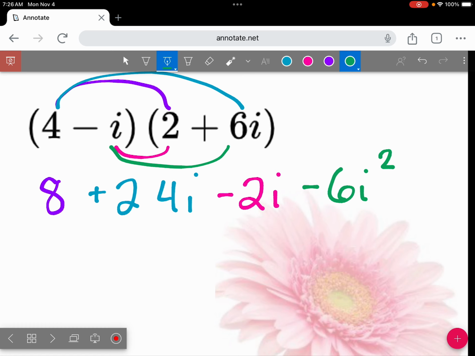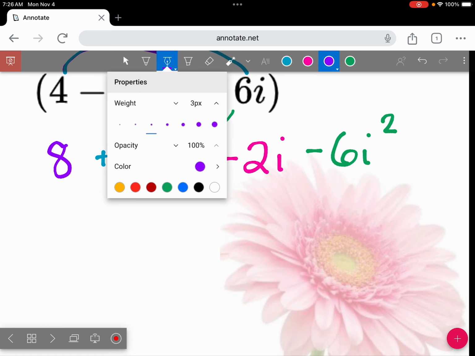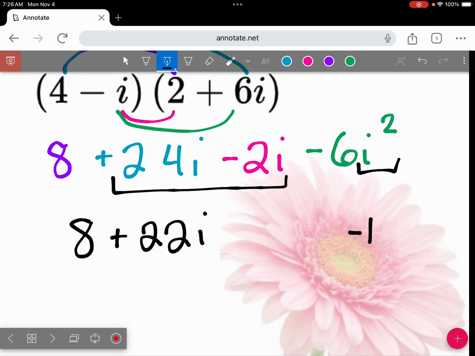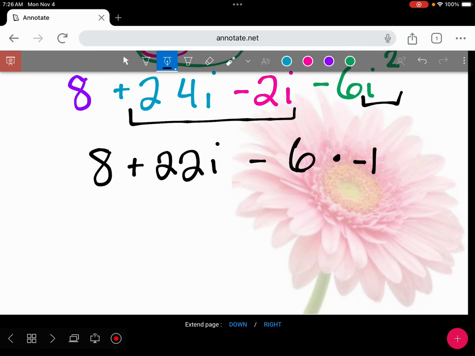We'll start with our combining like terms. I've got my 24i and my minus 2i. So we've got 8 plus 22i. And then our i squared, we know what that is. That's our negative 1. So this is minus 6 times negative 1. Minus 6 times negative 1 is just plus 6. We have 8 plus 22i plus 6, which gives us 14 plus 22i. 14 plus 22i.